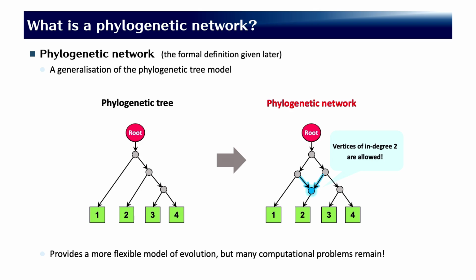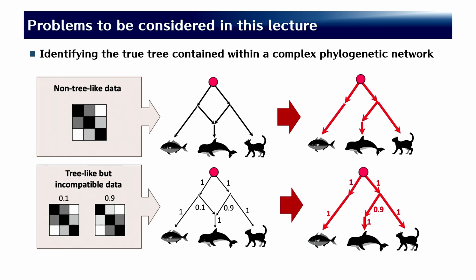But this doesn't mean that network models are always more useful than trees. It's true that extending the concept of phylogenetic trees, phylogenetic networks are able to represent complex data and phenomena, but many problems related to phylogenetic networks have been shown to be NP-hard, and also there are still many computational problems whose complexity is not well understood. The focus of this lecture is, as we have seen earlier, the situation where we wish to identify the true tree inside a complex phylogenetic network.